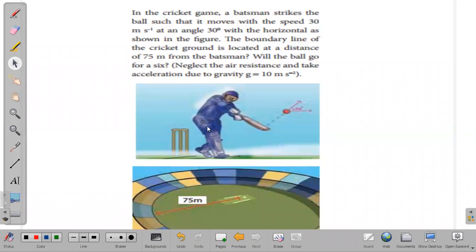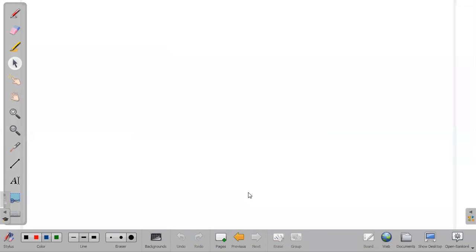So speed is given, right? And angle is given. The acceleration due to gravity G value is also given. So we will just cross check whether it will cover it or not. First we will write the given values, then we will check whether we could get a 6 out of that or not. What is the speed he was striking with? U is equal to 30 meter per second, given in the question.